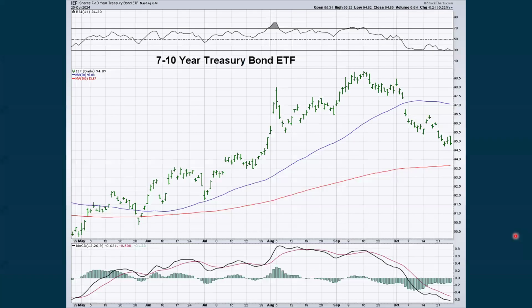We look at bonds versus stocks, which had been doing better, and then interest rates were going up as this is going down.